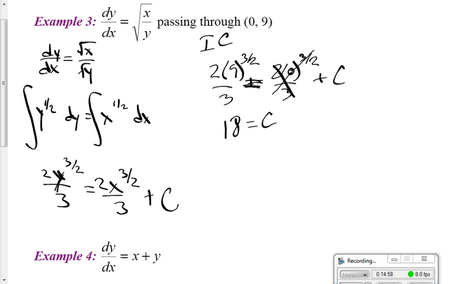Okay. Just to be clear, if you were to plug in your initial condition at another point, you may end up with a different C value, but again, focus on the final result for the particular solution. Once we get C equals 18, we'll go ahead and say 2y to the 3 halves over 3 equals 2x to the 3 halves over 3 plus 18.